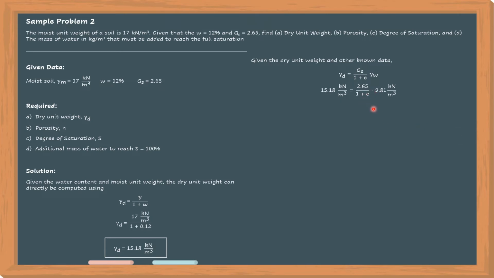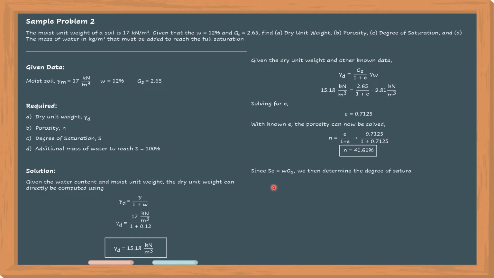And only E is unknown in that equation, so we can now solve for E, which is equal to 0.7125. With known void ratio, we can now compute for the porosity, because the void ratio and the porosity are related by the formula N is equal to E over 1 plus E. So we can now solve for the porosity, which is equal to 41.61%.